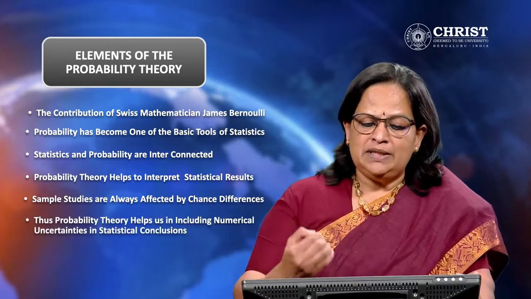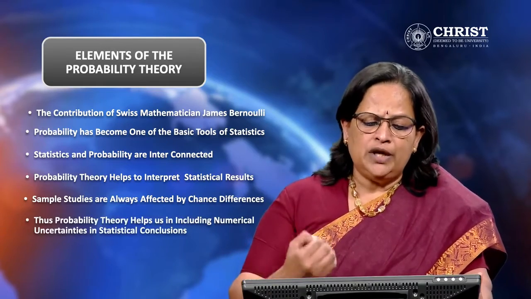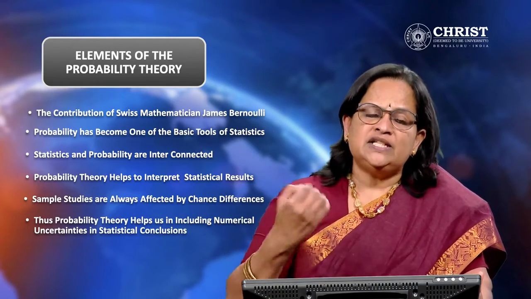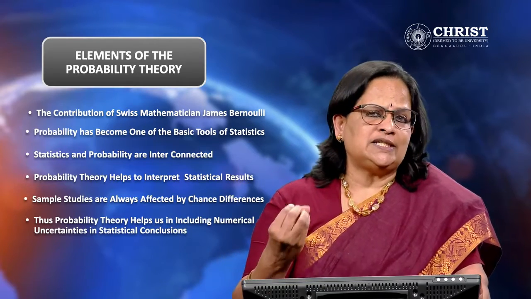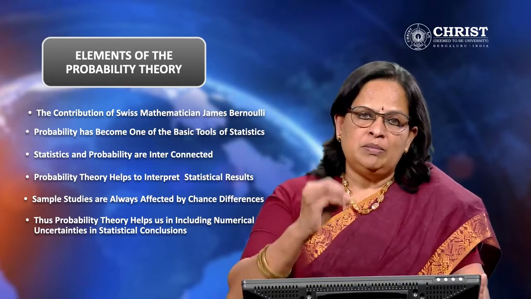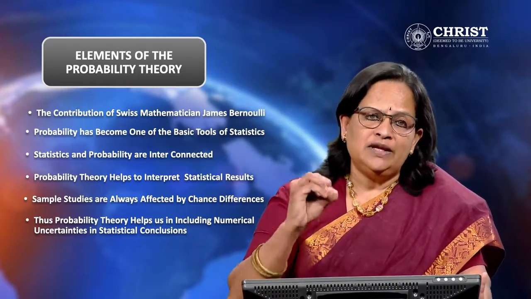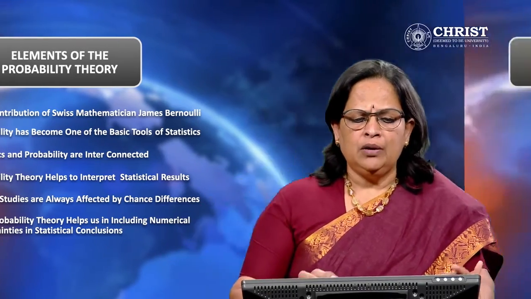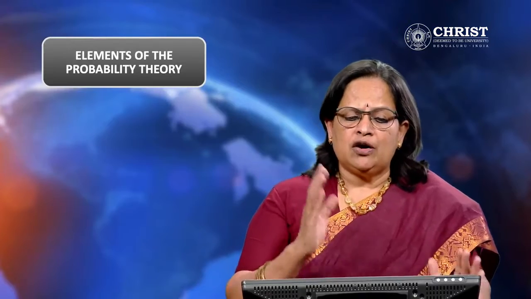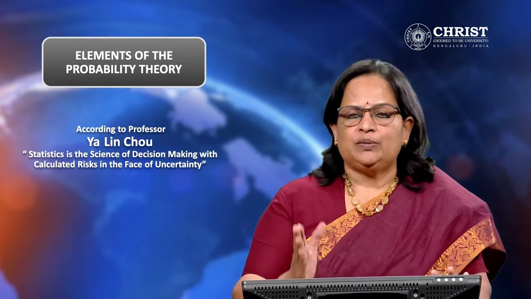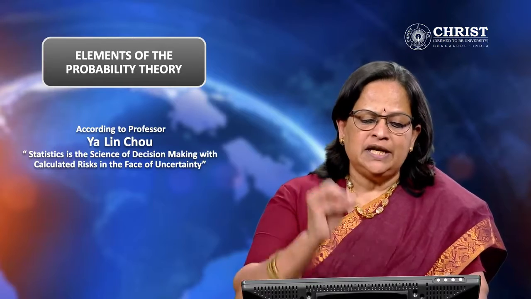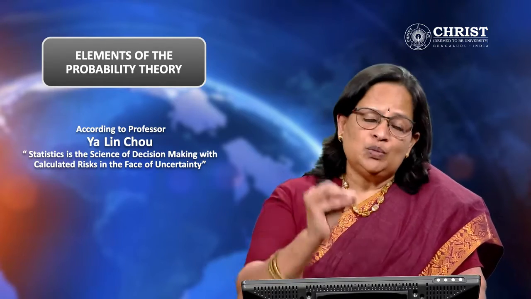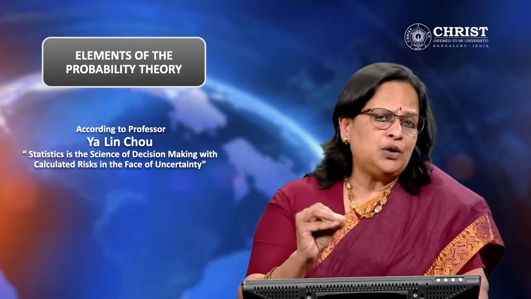So thus probability theory helps us in including numerical uncertainties in statistical conclusions. Uncertainties are related to social science studies, so this concept of probability will help us in solving this issue. Now, if you see the quotation, according to Professor Ya-Lin Chu, statistics is the science of decision making with calculated risk in the face of uncertainty. So probability is playing an important role in this.